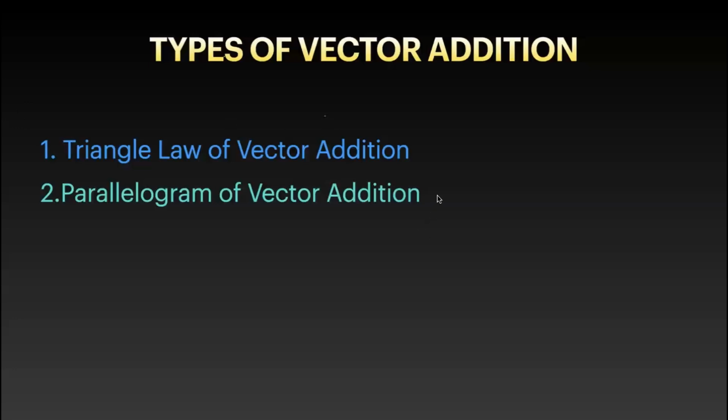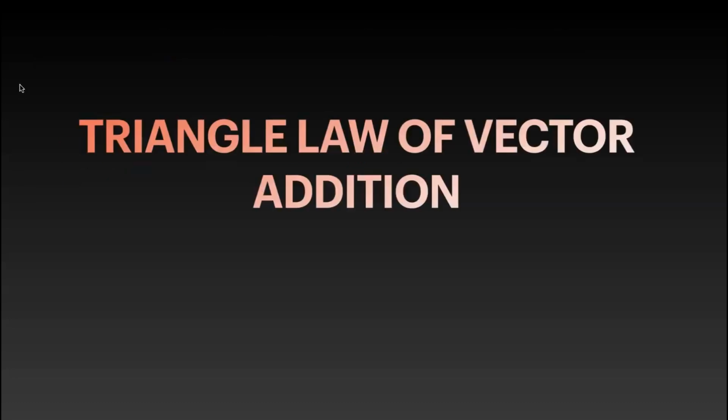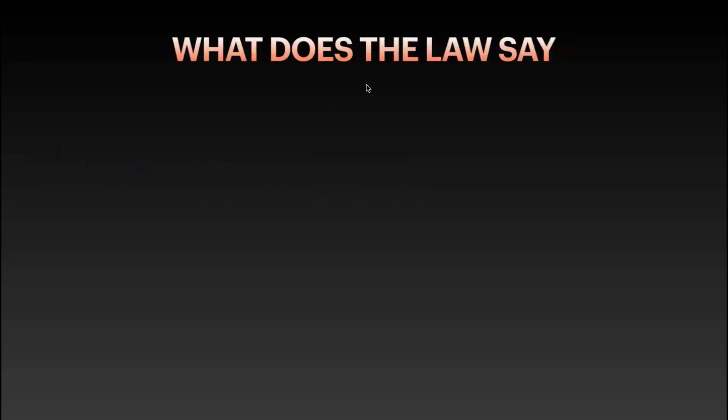First thing is called the triangle law of vector addition. And the second one is called the parallelogram law of vector addition. We will learn each of them in detail. Triangle law of vector addition. What is triangle law of vector addition? Now, first, let us see what does the law say. Okay, here, before going to this, remember what we are taking. We are taking vectors only. We are taking only vectors.